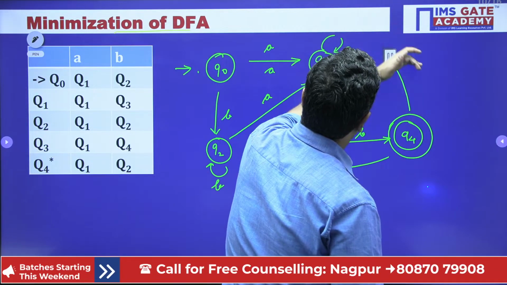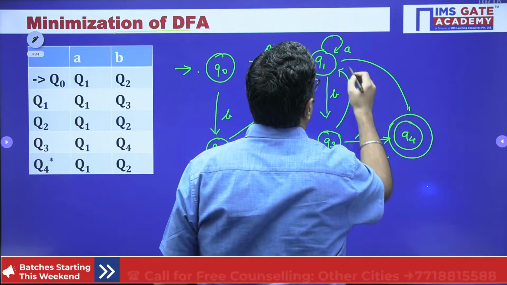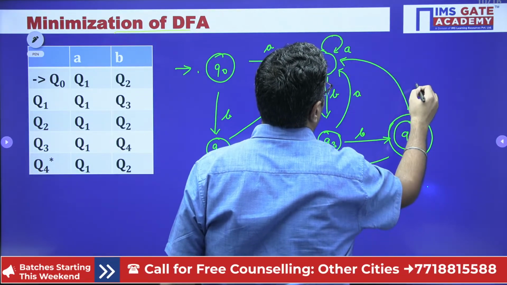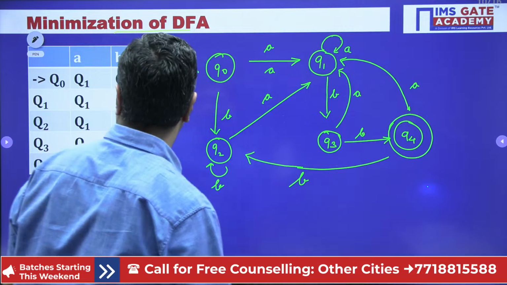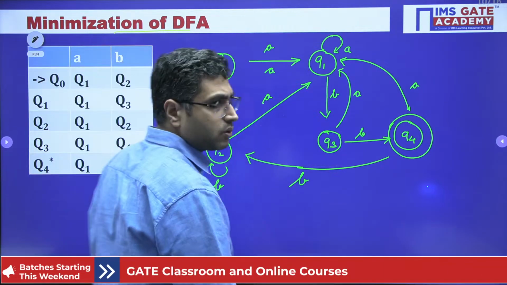On A it is going to Q1. Q4 on A is going to Q1. So Q4 on A goes to Q1 and on B it goes to Q2. This is what is given. Now let us try to solve it.